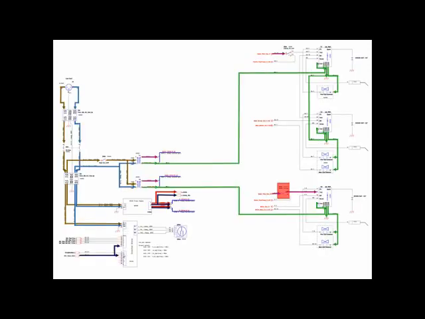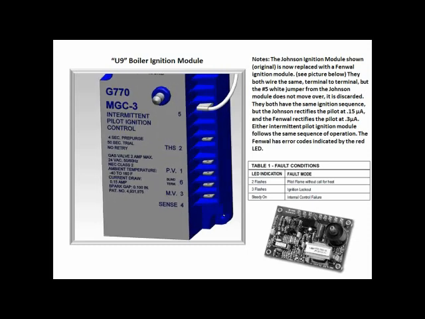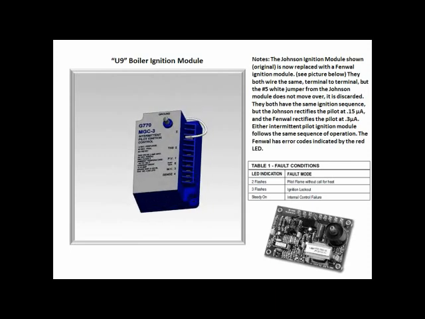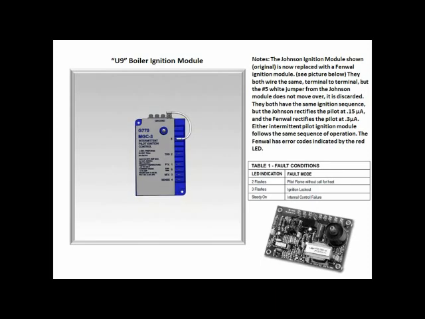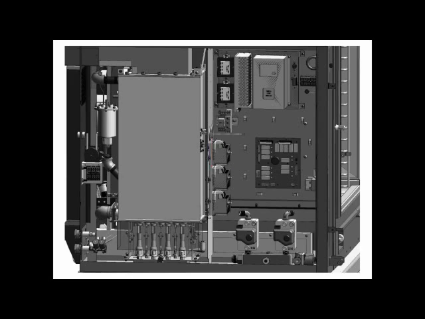In normal circumstances, the limit passes 24 volts AC to the boiler ignition module. The boiler ignition module can be either a Johnson or a Fenwal. They operate in the same way, but the Fenwal has a diagnostic LED to aid with troubleshooting. The boiler ignition module is shown as U9 on the wiring diagram. It is located above the two hot air ignition modules.